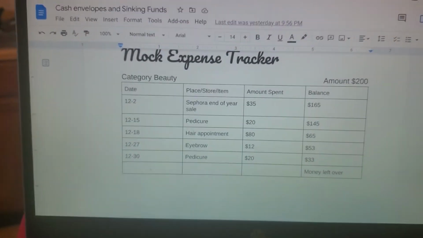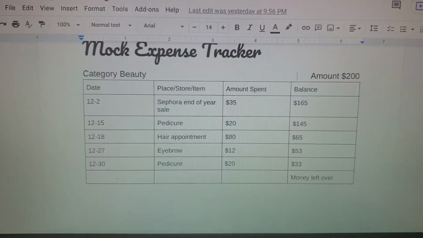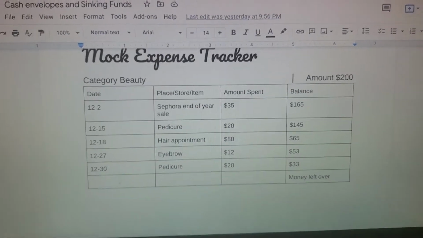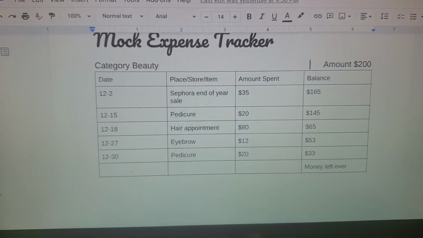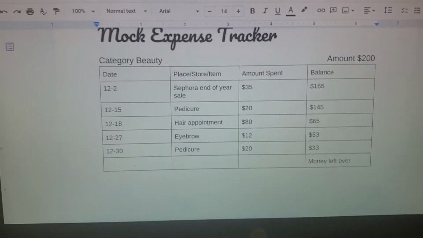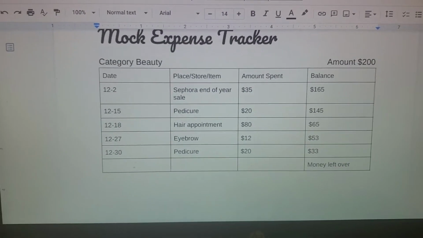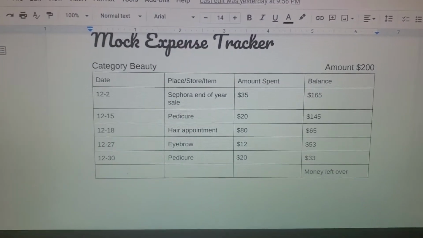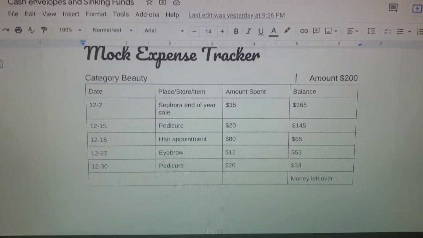So we have the mock expense tracker. This is going to be her beauty category, and she has $200. So on December 2nd, she went to the Sephora end of the year sale, and she only spent $35. How she did that, I don't know. They must have had a good sale. She's going to have $165 left over, and I did not mention it.